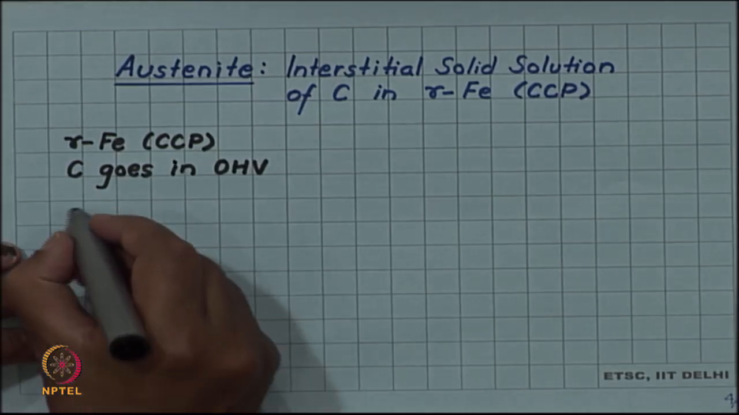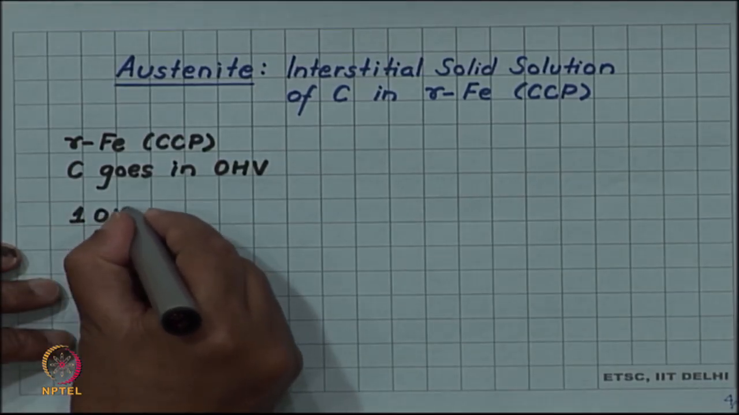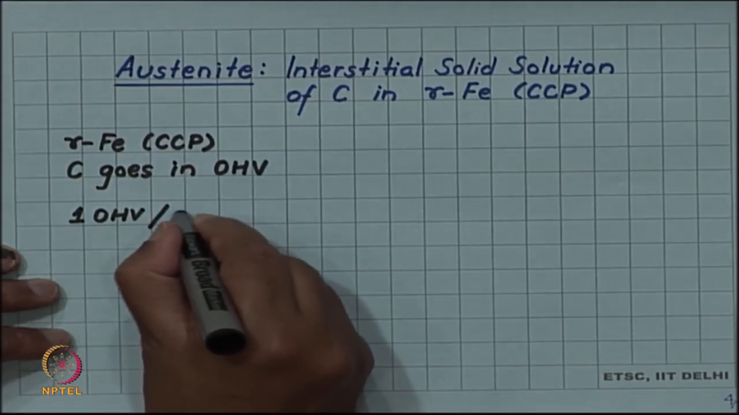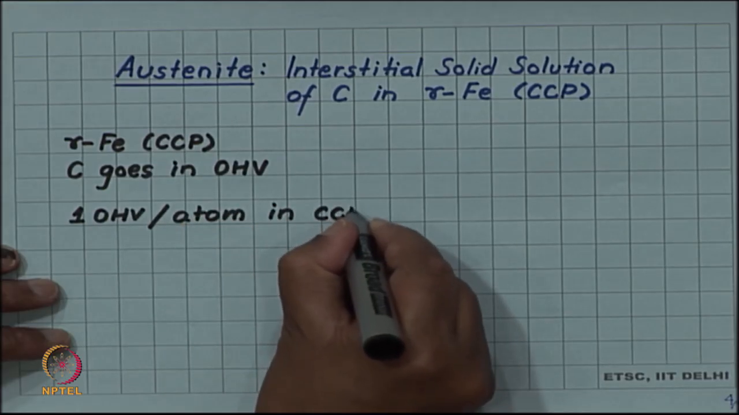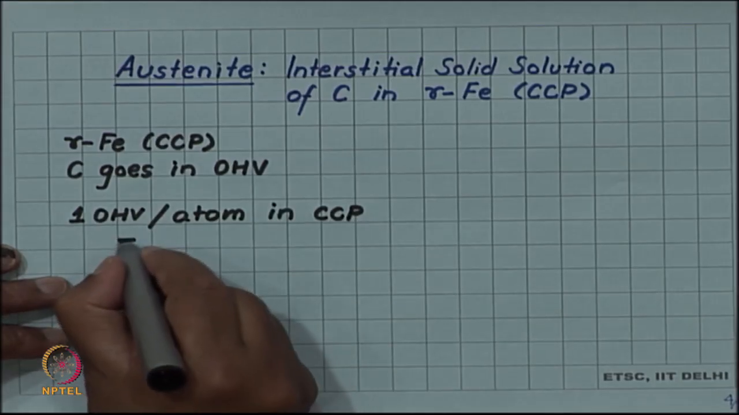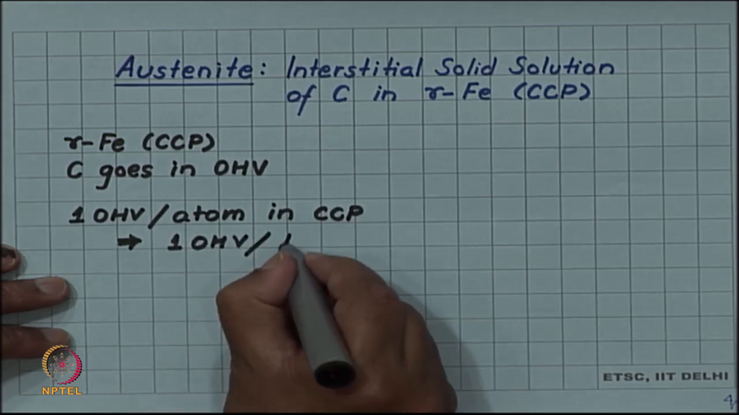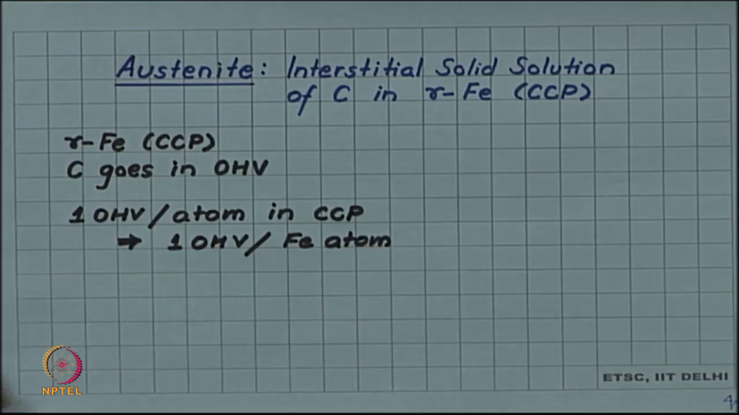Now, the question is how many octahedral voids are there in CCP of iron? We have done this exercise before, and if you recall, there is one octahedral void per atom in CCP. So, this means there is one octahedral void per iron atom in gamma. In CCP gamma iron, there is one octahedral void per iron atom, and suppose in the geometrical limit we fill all these octahedral voids.